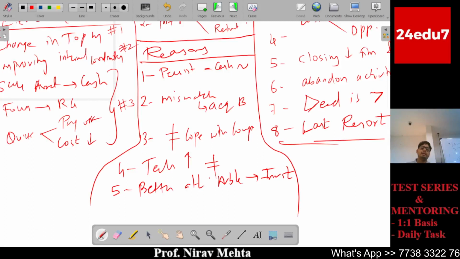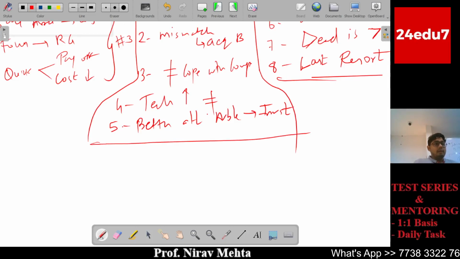Acquired business mismatch. Cannot cope with competition. Technology upgradation required but cannot do it. Better alternative available for investment, it's better to divest.